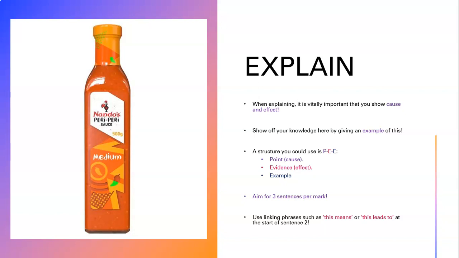And to finalise your answer, try to give an example, and this will show the marker that you have thorough knowledge of what you're trying to show. So in total, we are aiming for 3 sentences a mark. So as you can see, in comparison to describe, it is 2 extra sentences. Try to link your sentences together by starting sentence 2 with this means or this leads to. This is you showing your ability to show cause and effect, and you're starting to fit the lock and key together in order to unlock marks.